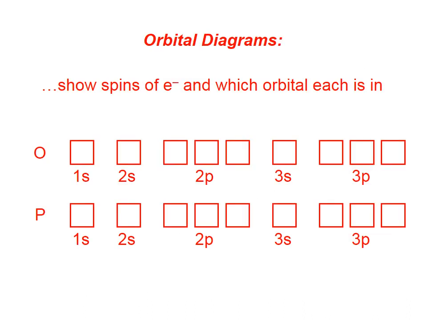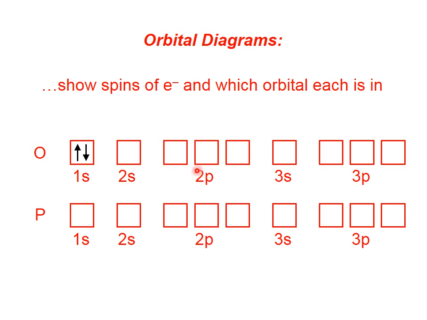This brings us to orbital diagrams, which are very similar to electron configurations. Orbital diagrams show the spins of the electrons and which orbital each one is in. So, oxygen, if you look on the periodic table, oxygen has 8 electrons. A neutral oxygen atom has 8 electrons. So, we know that the first 2 electrons will go in the 1s orbital. So we represent this on an orbital diagram by showing an up arrow and a down arrow in the 1s orbital. Each of these boxes here represents an orbital.